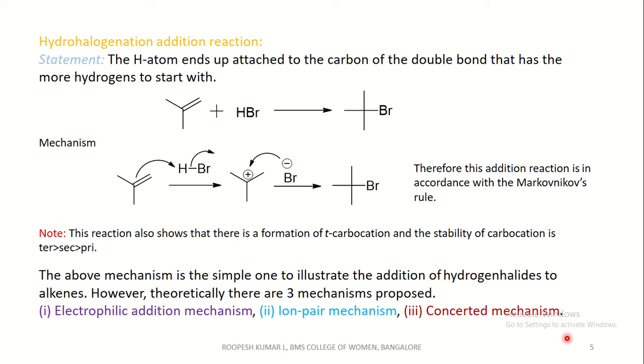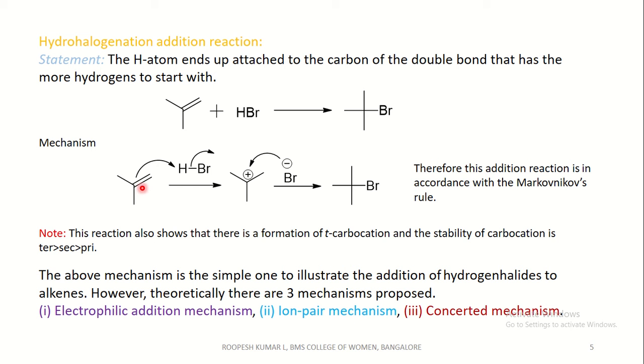Coming to the first one, hydrohalogenation addition reactions. The hydrogen atom ends up attached to the carbon of the double bond that has the more hydrogens to start with. That is the statement of Markovnikov's rule. The Markovnikov rule states that the hydrogen atom ends up attached to the carbon of the double bond that has the more hydrogens to start with. This is the typical reaction for Markovnikov's rule. That is, isobutylene reacts with HBr, which is a polar molecule, to give tertiary butyl bromide.